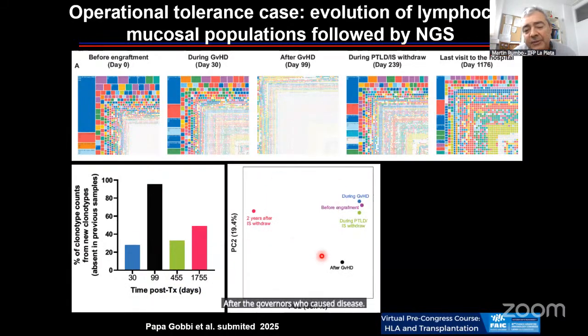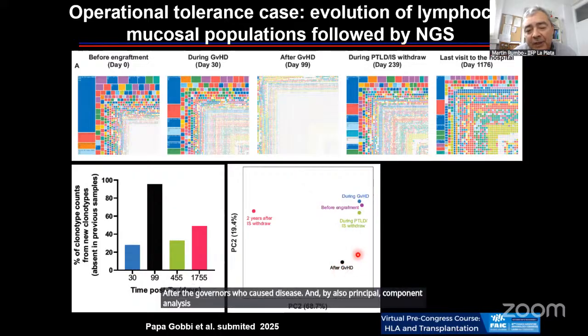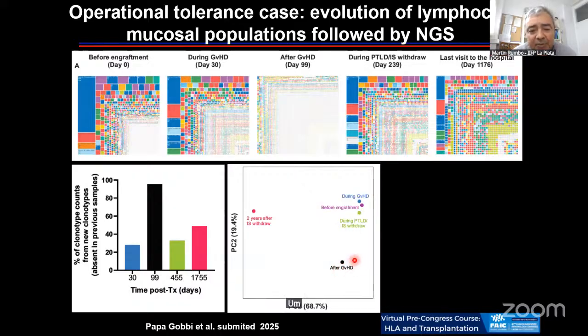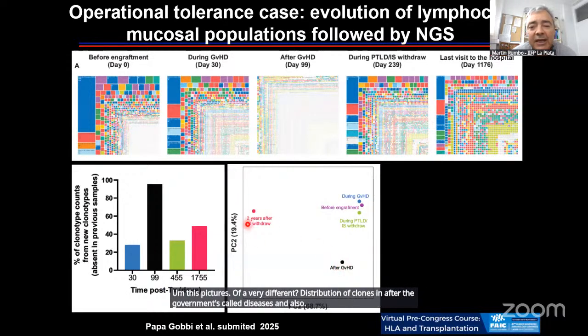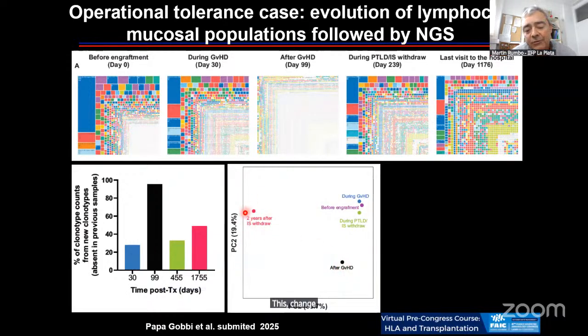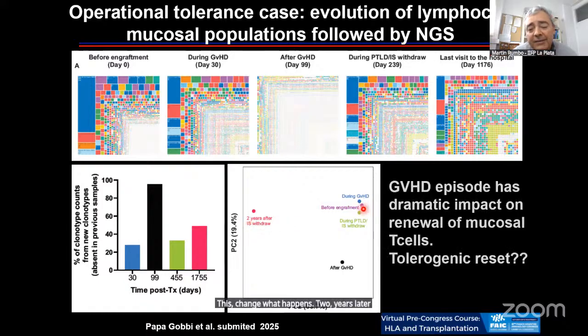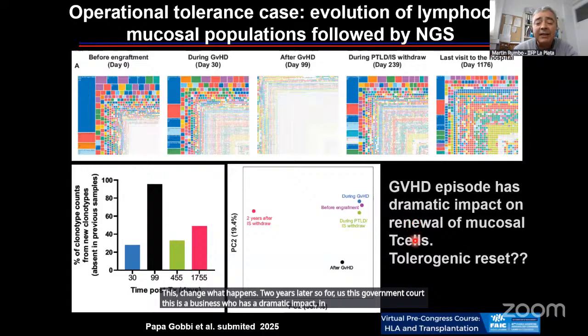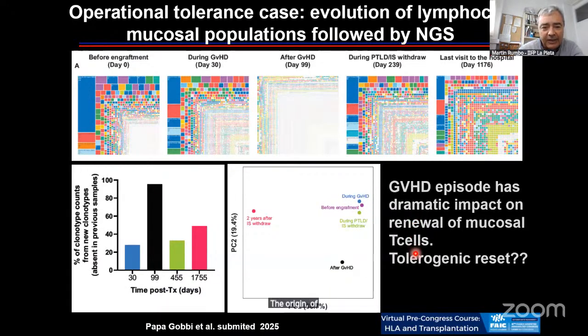And by principal component analysis, we have these pictures of very different distribution of clones after the graft-versus-host disease, and also this changes 2 years later. So for us, this graft-versus-host disease episode has a dramatic impact in the renewal of these cells, and this may also be part of the origin of this operational tolerance.